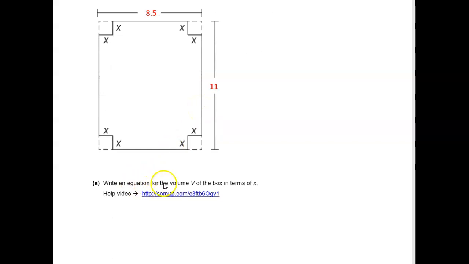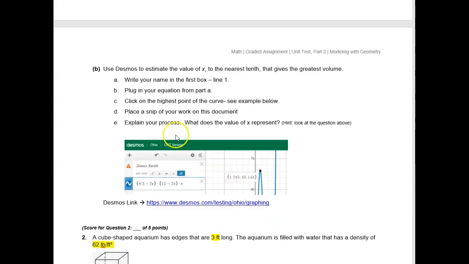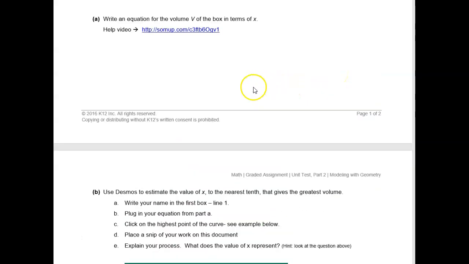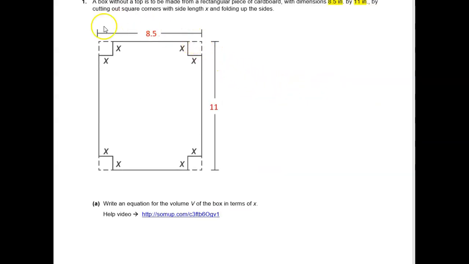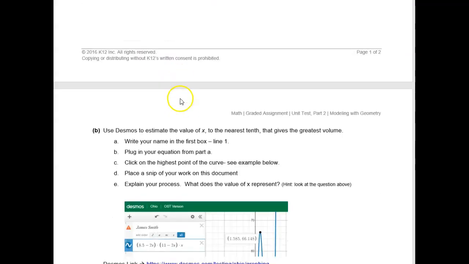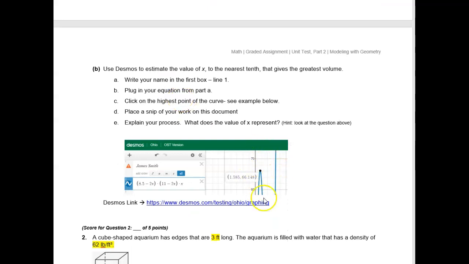So you're going to write an equation for the volume of the box in terms of X. Part B. You're going to use Desmos to estimate the value of X to the nearest tenth that gives the greatest volume. So what value of this X in this picture, what is the number, what is the amount, what is the number that is the X that will give you the greatest volume of your box? So in order to find that, you're going to graph it.